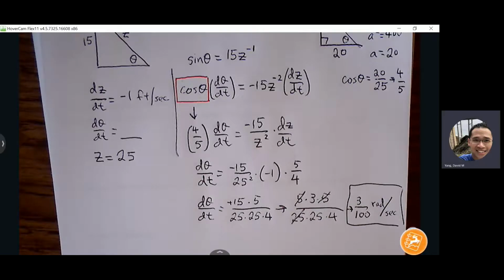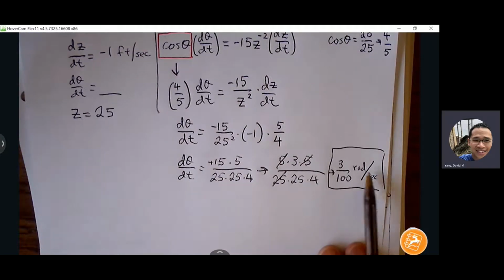Okay, we're going to skip number 2 and go to number 3. We'll revisit the ladder problem, and then we'll bring in the theta component, the angle component, into it. Okay, any questions with 1? Radians per second. Yeah, never degrees. We'll always be working with radians.